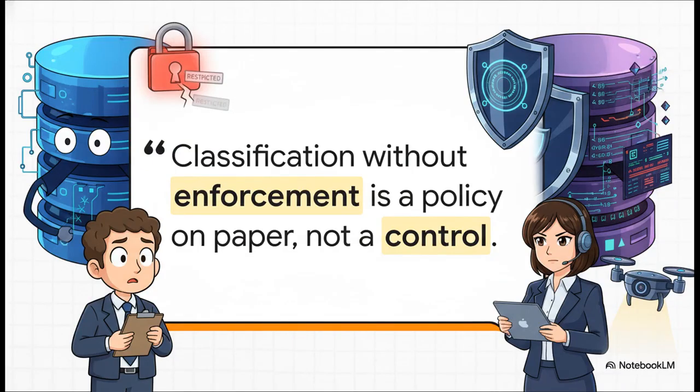So here's the crucial point. Just slapping a restricted label on a file doesn't actually do anything to protect it. An auditor isn't just looking for your policy document. They're looking for proof that you're actually enforcing it. Is that so-called restricted data actually encrypted? Are you logging every time someone tries to access it? A classification label is totally meaningless unless it's backed up by real technical security controls.